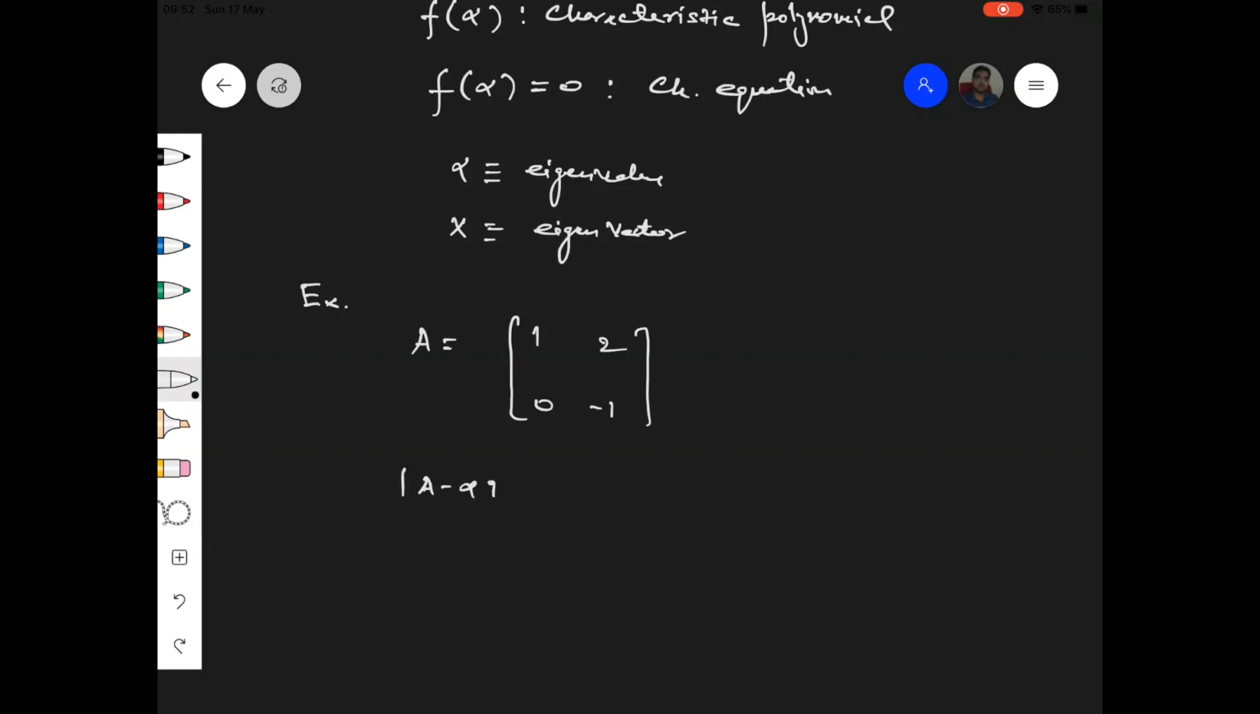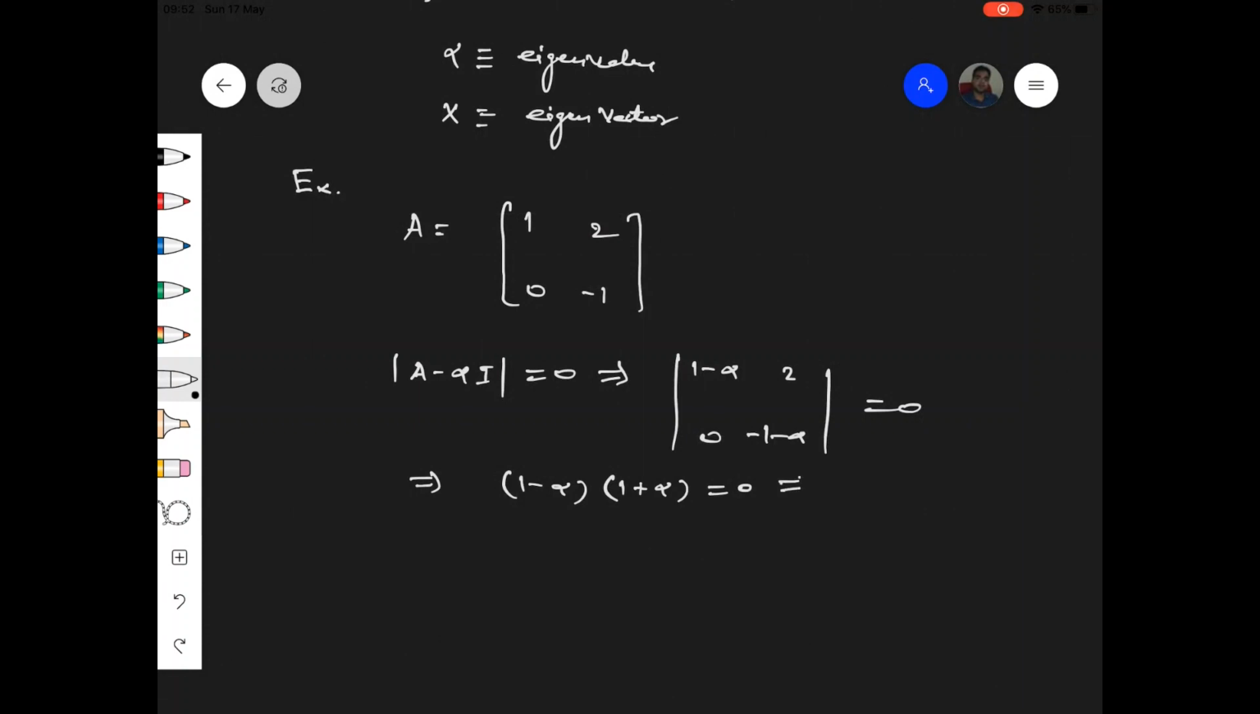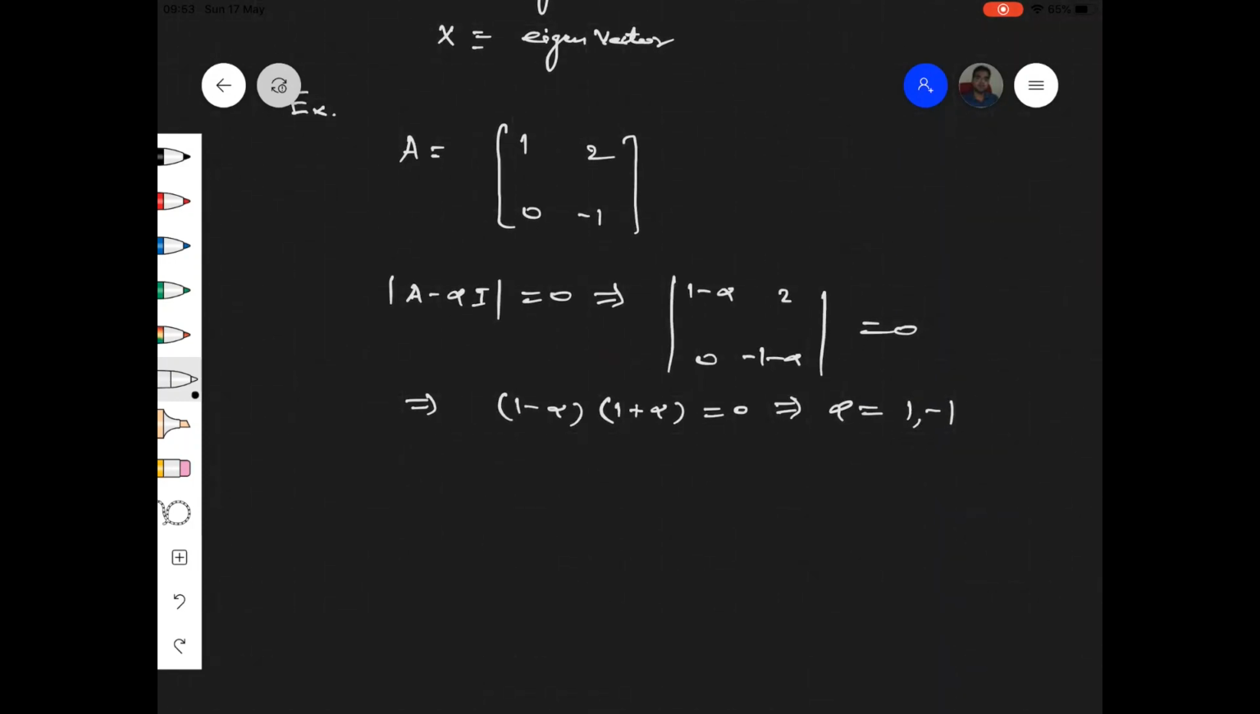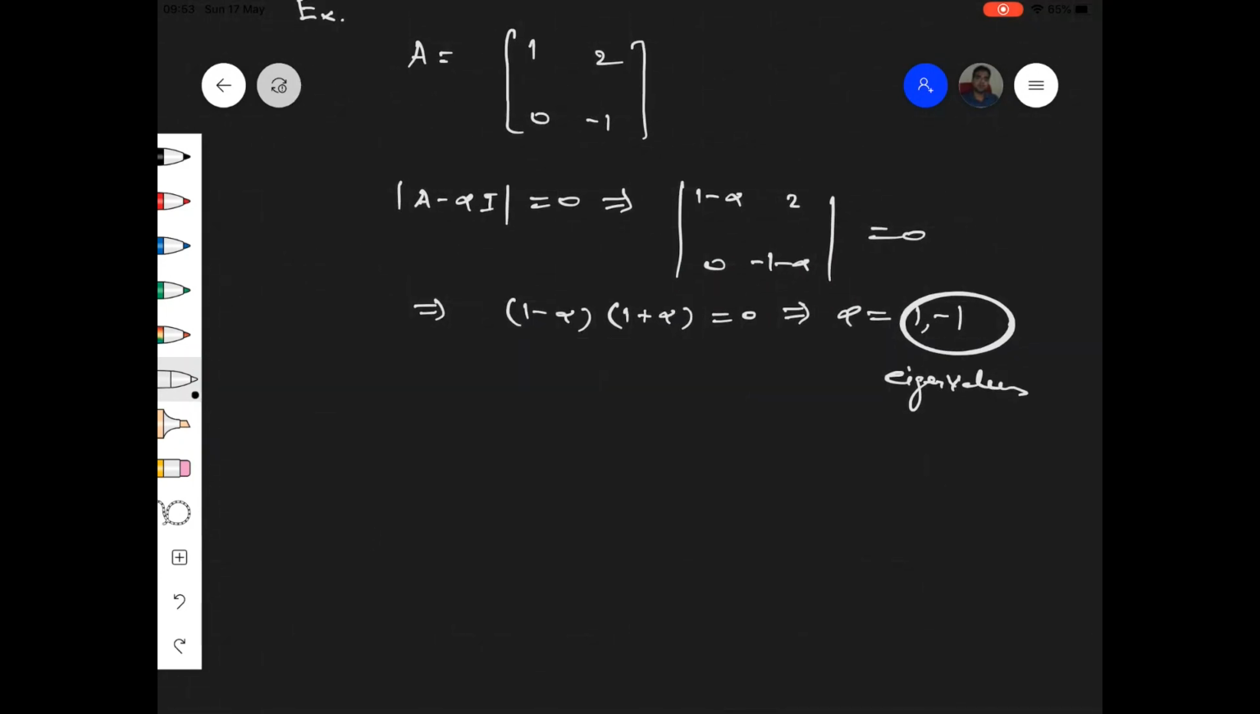So let's solve this determinant of A minus alpha I equals 0, which is nothing but the characteristic equation, which turns out to be the determinant with rows (1 minus alpha, 2) and (0, minus 1 minus alpha) equals 0. And once you solve this determinant, it turns into (1 minus alpha)(1 plus alpha) equals 0, which essentially gives the values of alpha as 1 and minus 1. So these 1 and minus 1 are actually the eigenvalues of the given 2 cross 2 matrix A. Now let's determine the corresponding eigenvectors.